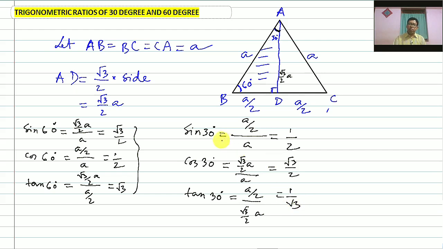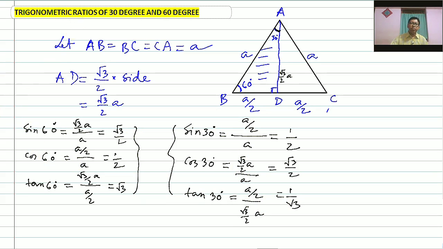So since the basic trigonometric ratios for the 30 degree are found, the reciprocals are respectively: cosec 30 degree is equal to 2. Next, cos 30 degree is equal to root 3 by 2, so sec 30 degree is equal to 2 by root 3. Tan of 30 degree is equal to 1 over root 3, so cot of 30 degree is equal to root 3. Okay, so the trigonometric ratios of 30 degree and 60 degree are found.